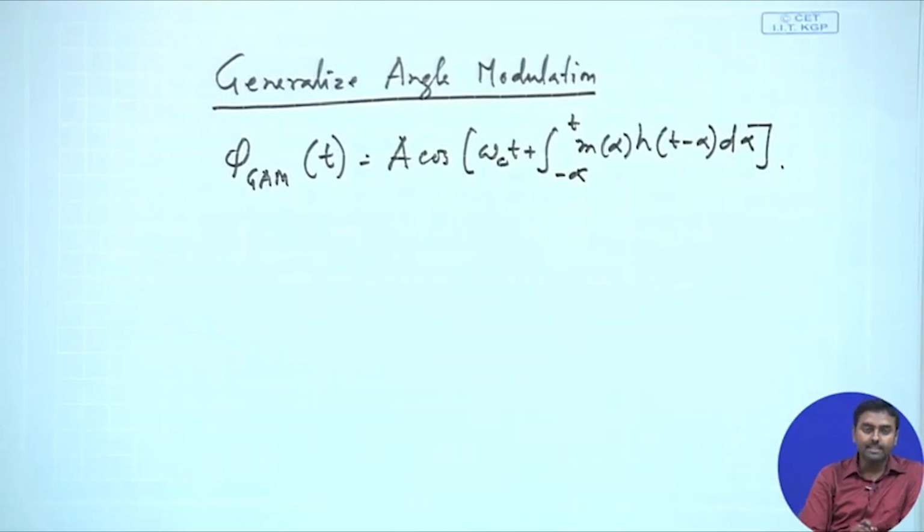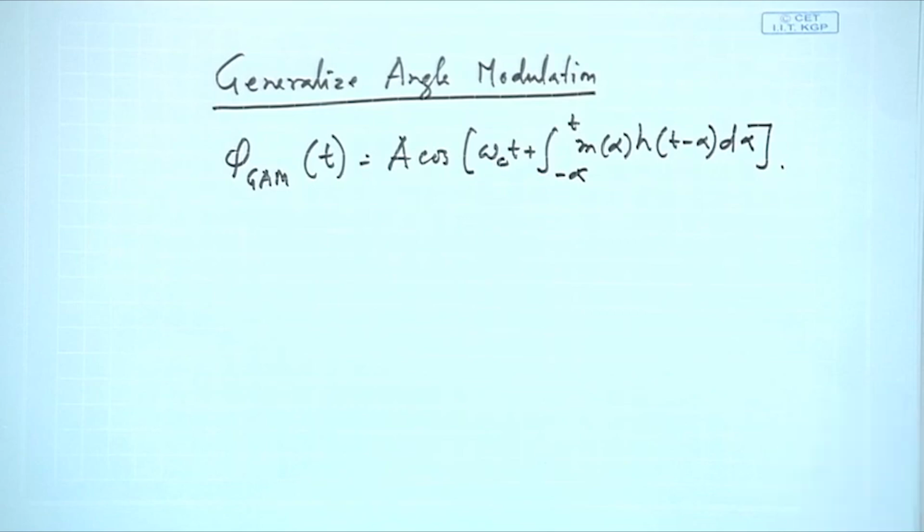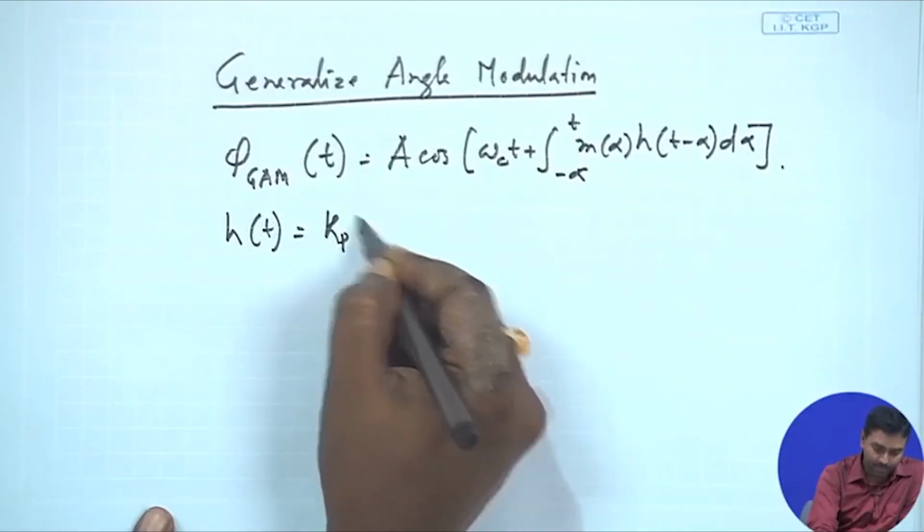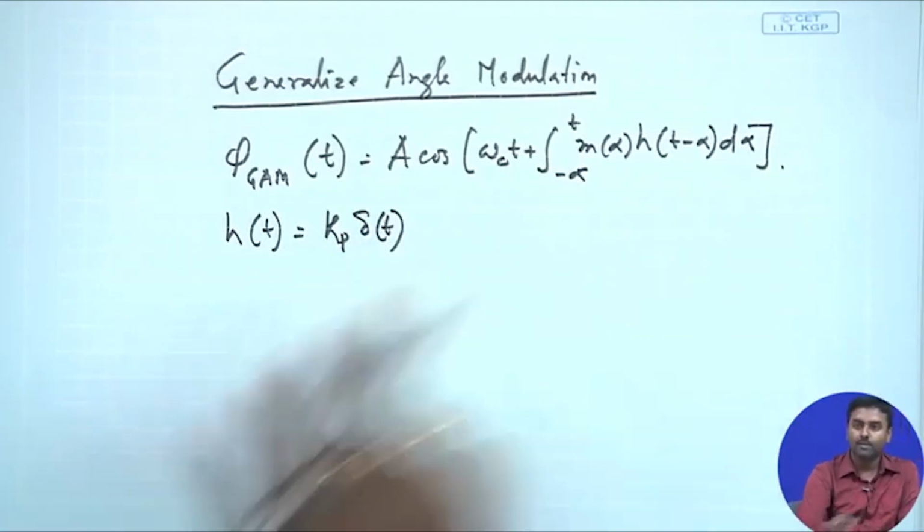So, we are saying that this is probably the most generalized representation of either PM or FM or any other variety of angle modulation. Why is that? So, I will just give you two examples. Let us say h t is equal to k p delta t, then what happens to this?